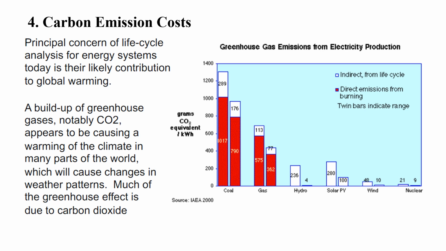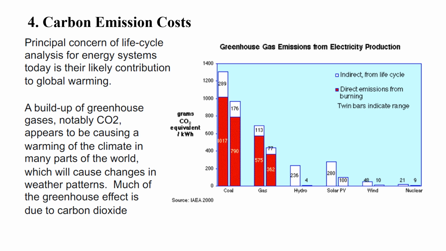The next main driver that we're going to discuss is the carbon emission cost. The principal concern of life cycle analysis for energy systems today is their likely contribution to global warming. It is of big concern nowadays, especially your coal power plants. That's why there are many rallies and many issues with coal power plants. A buildup of greenhouse gases, notably carbon dioxide, appears to be causing a warming of the climate in many parts of the world, which will cause changes in weather patterns. Much of the greenhouse effect is due to carbon dioxide.